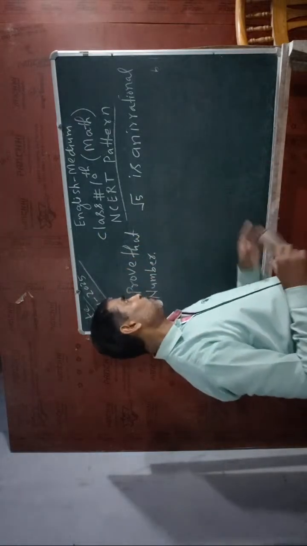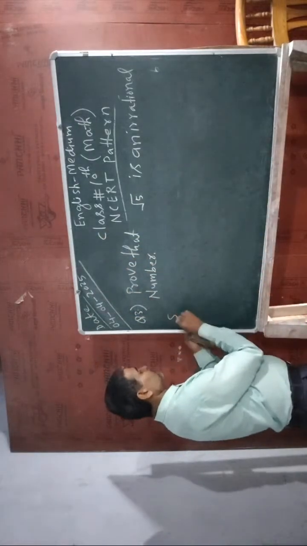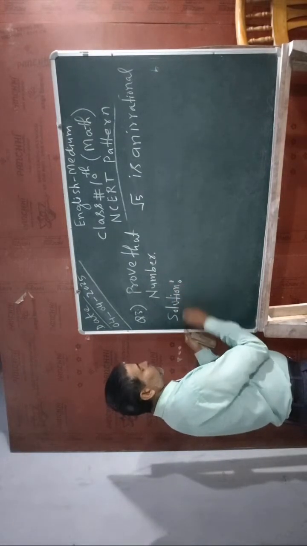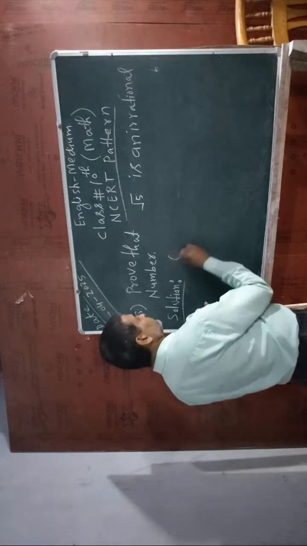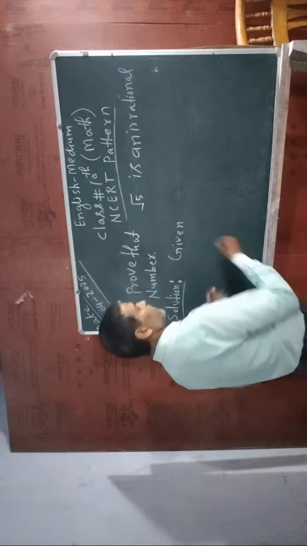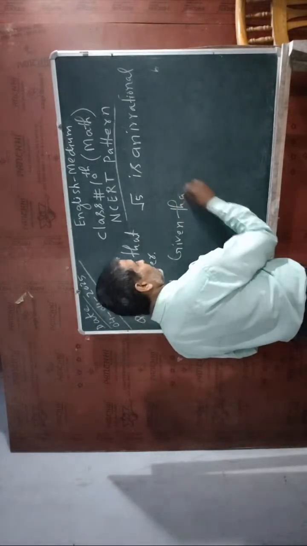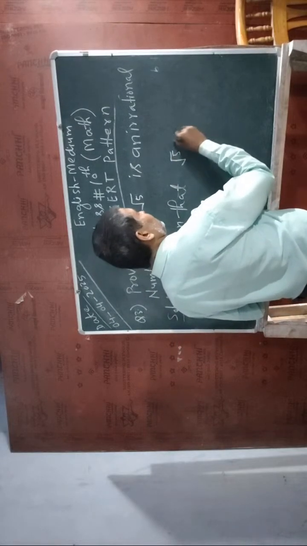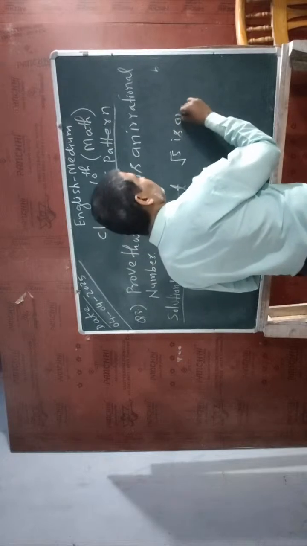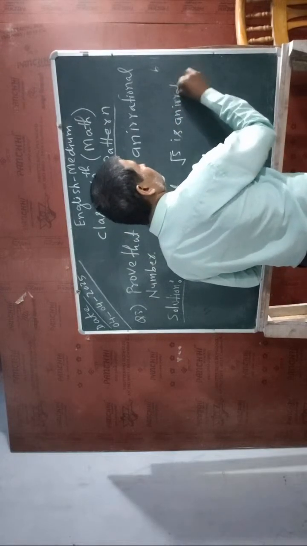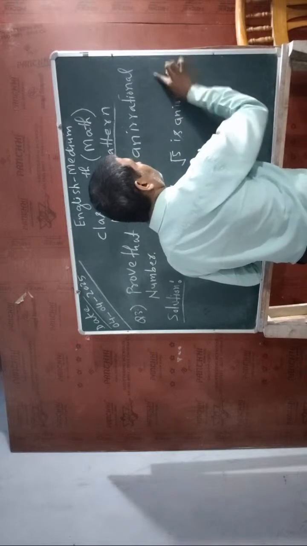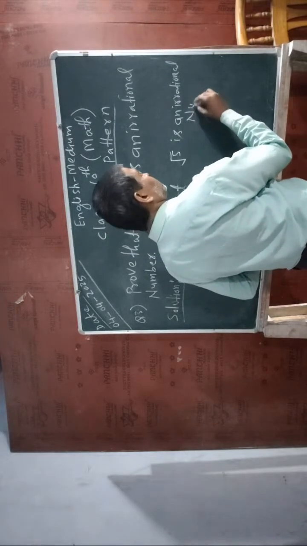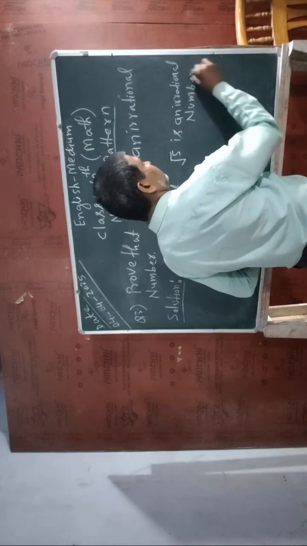So now I am going to solve it. First of all, you have to write here solution. What is the meaning of solution? That is the help, and you have to write the given information. Given that, first of all, you have to write what is given. You have to write root 5 is an irrational number. You have to write it. So given information, you have to write here.